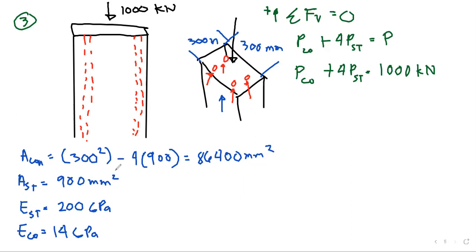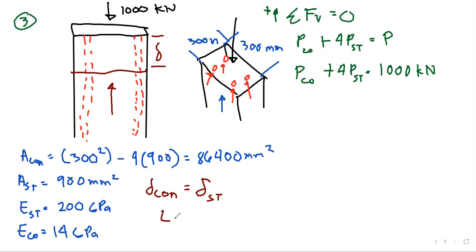Next, the compatibility equations. Once again, let's exaggerate the deformation. There is the bearing plate, this is the concrete post, and this is our steel. This is our deformation, and as I said before, the deformation of one is equal to the deformation of the other. So the deformation of concrete is equal to the deformation of steel.